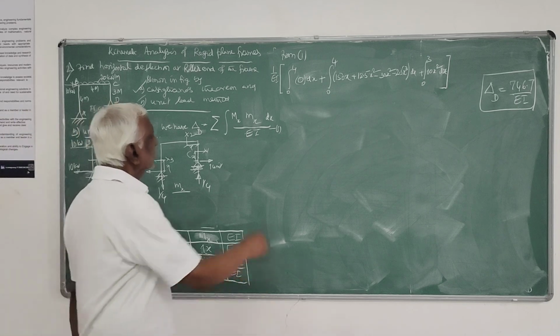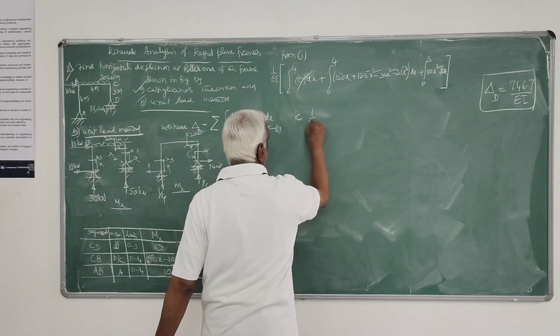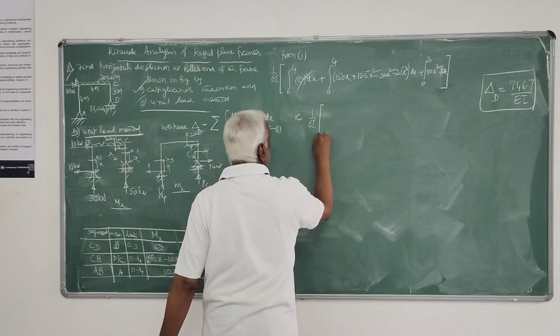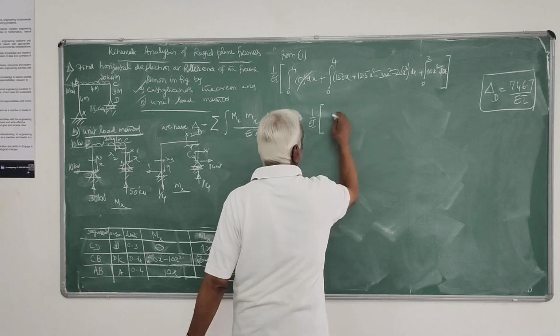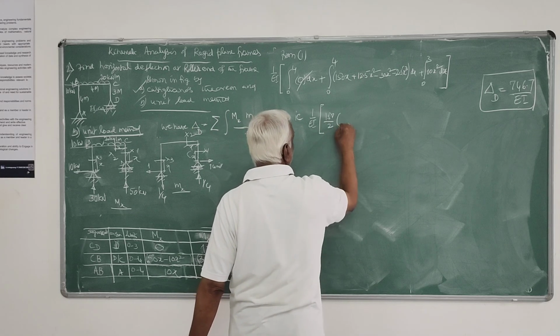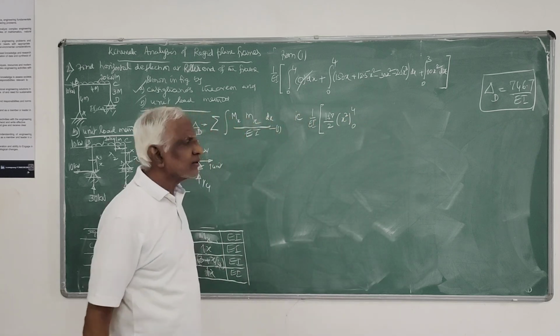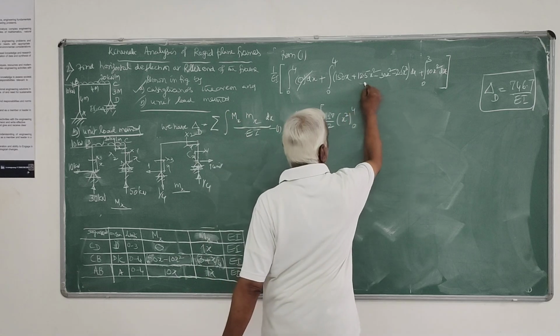Okay, now simplify. That is, this will go 1 over EI. Here it is 150x dx, that is 150 by 2 into x squared, limits 4 to 0. Then these two I will add.